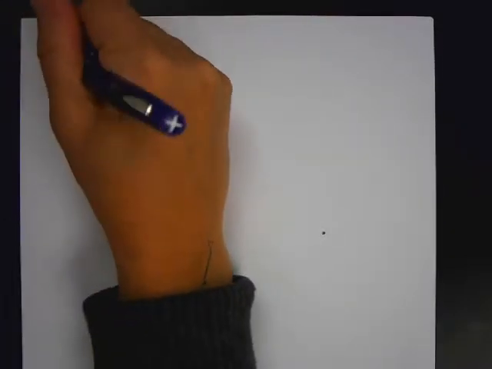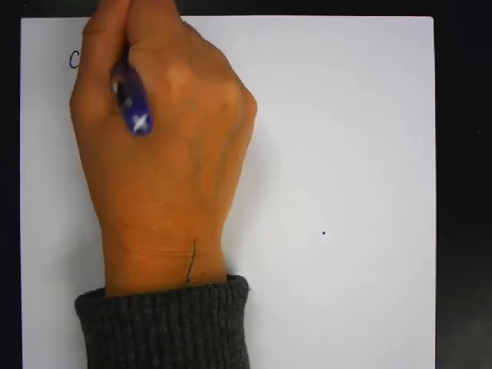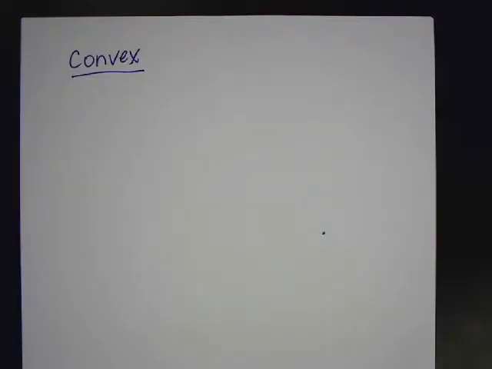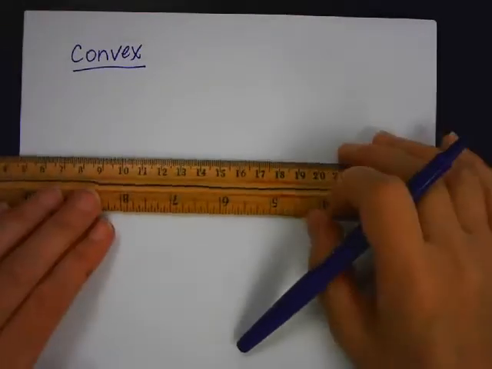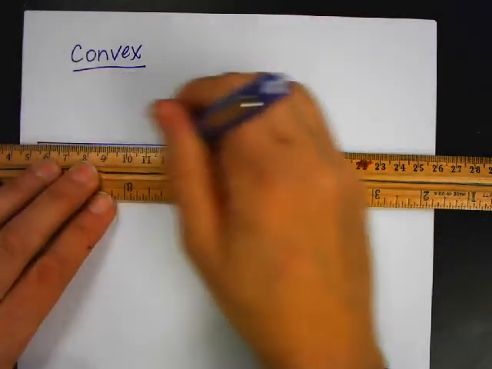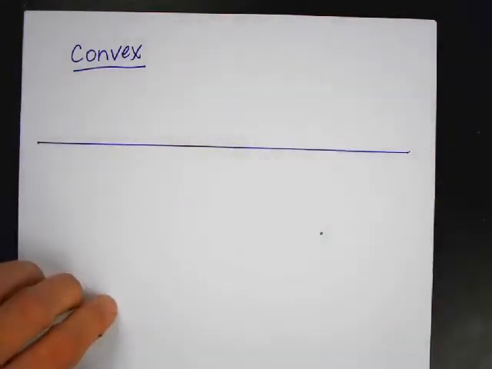Okay, today we're going to do convex mirrors. And convex are a little bit different than concave as far as our frame of reference. So what I'm going to do is draw everything with our frame of reference. Again, first I'm going to draw this line. That's going to be my principal axis.